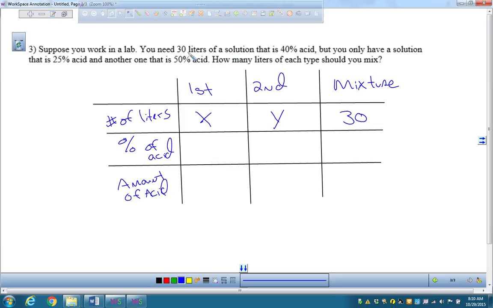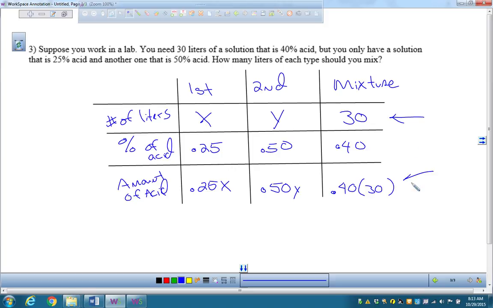Percent acid, well, you have one mixture that's 25% and one mixture that's 50%. And you want a solution that's 0.40, or 40%. And then you just have 0.25x plus 0.5y equals 0.40 times 30. And that's all you do. Here's your two equations, equation 1, equation 2. And then could you solve it if you had to?